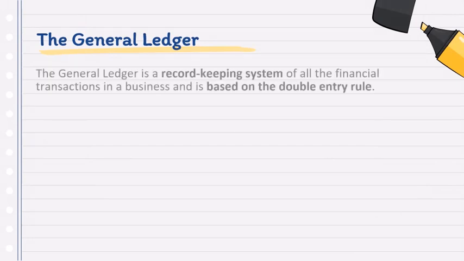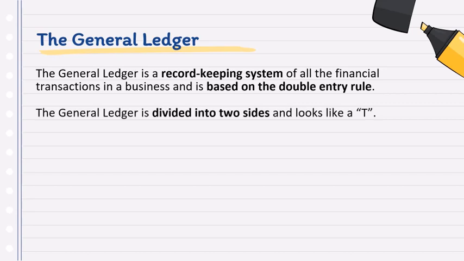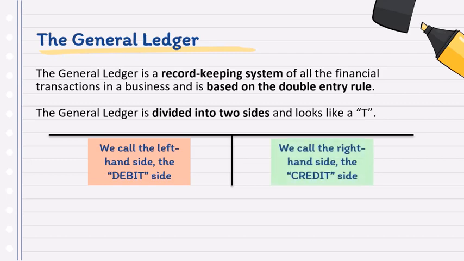The General Ledger is a record keeping system, or a way of keeping track of financial transactions in a business, but it is special because it's based on what we call the double entry rule. In the general ledger, every single account is divided into two sides, and every account will look like a T, like this. We call the left-hand side of the T account the debit side, and the right-hand side of the T account the credit side.